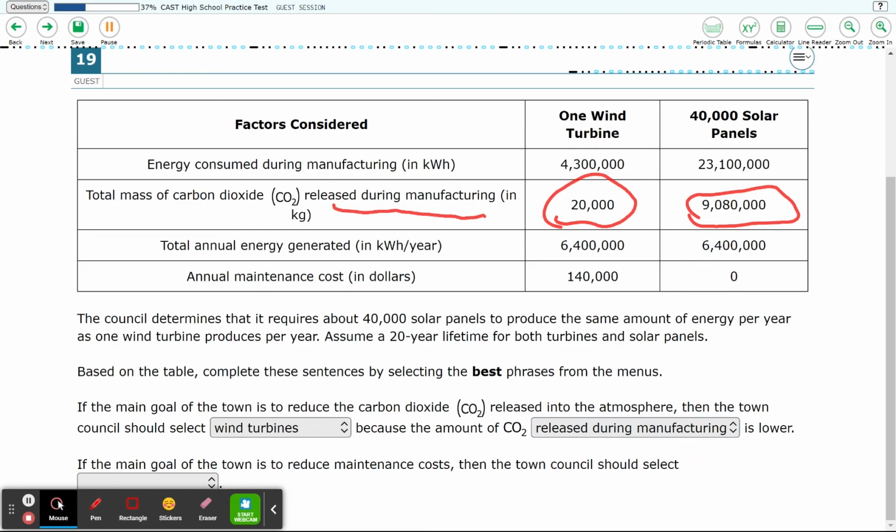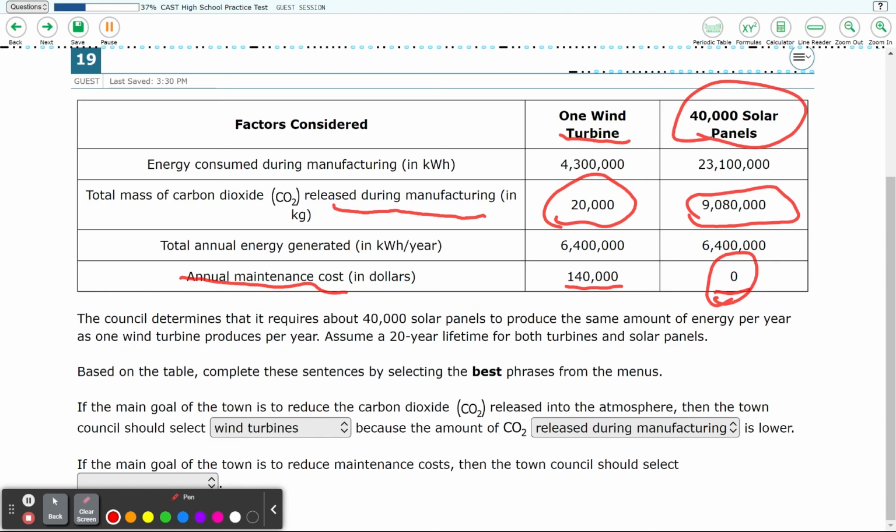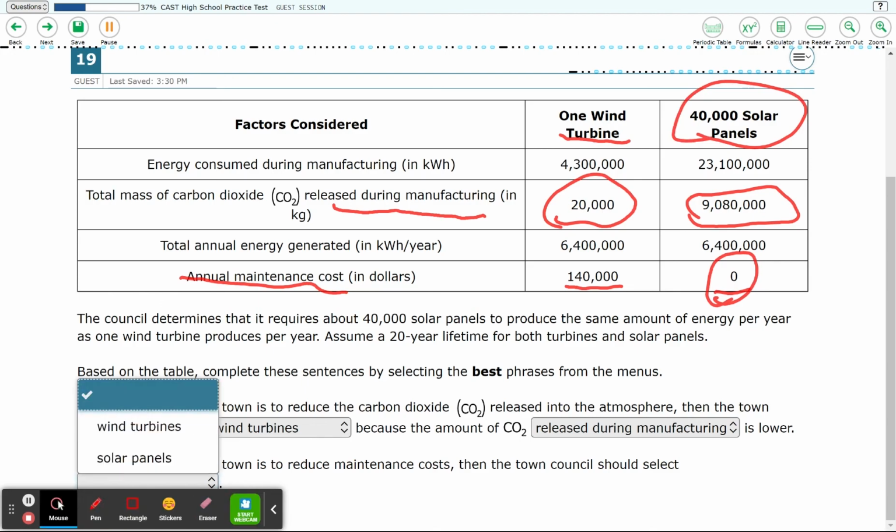Then we see our final question. If the main goal of the town is to reduce maintenance costs, then the town council should select, and this is just the ability to read the chart here. We can see that the wind turbines cost $140,000 in annual maintenance cost, whereas the solar panels cost $0. So if we want to save money, we would go with the one that costs $0, which is the solar panels. So we will choose solar panels.